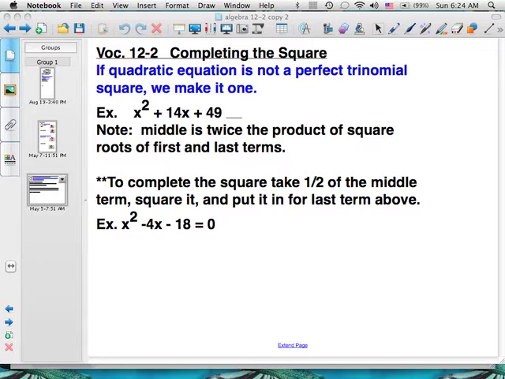We're going to be working with another method of solving a quadratic, which is called completing the square. In 12.1, we had perfect square trinomials. If the quadratic equation is not a perfect square trinomial, we can make it one.